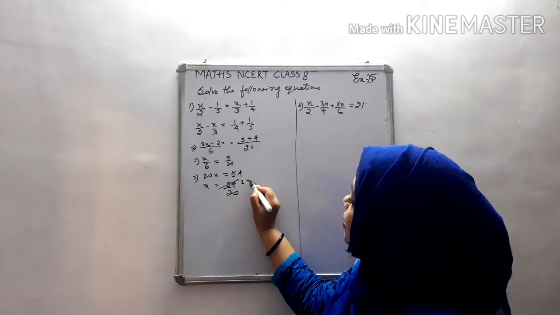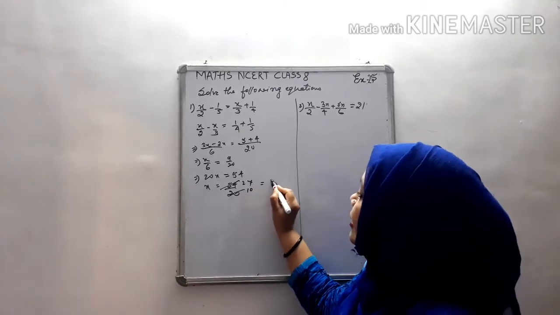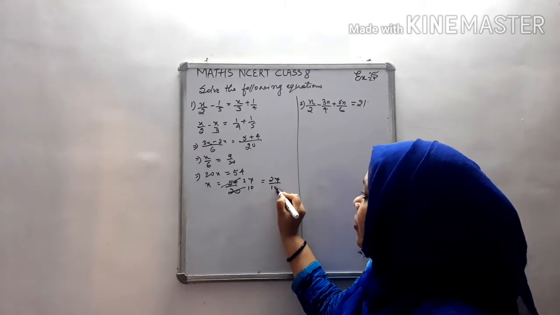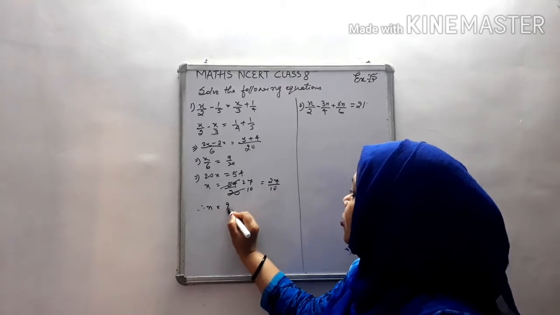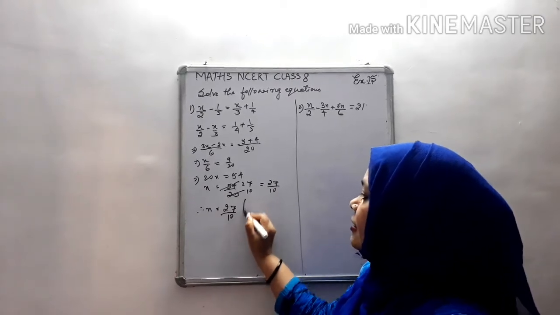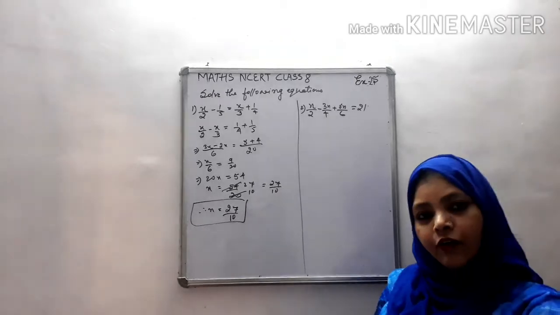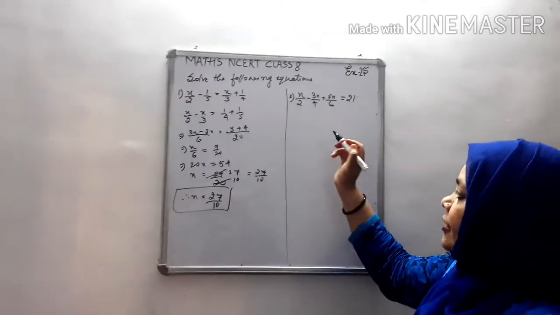2 2s are 4, 2 7s are 14, 2 10s are 20. That is 27 by 10. Okay, hence x is equal to 27 by 10. This is the answer of your question number first. Now let's see question number second.